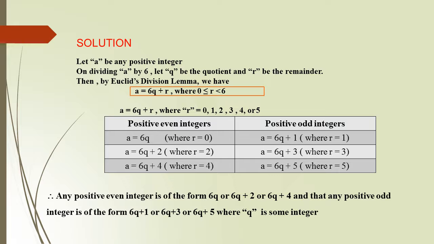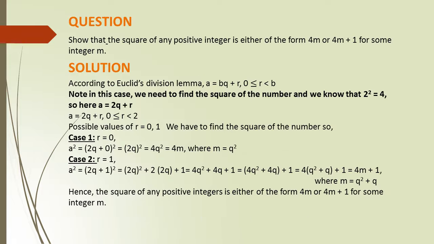So 6q plus 1, like I explained, will also be an odd integer. 6q plus 3, 6q plus 5 will be an odd integer. Whenever the remainder is 0, it becomes 6q plus 0, which is 6q; remainder 2 gives 6q plus 2. That is how we do it, and we see that every positive even integer is of the form 6q, 6q plus 2, 6q plus 4, and an odd integer is of the form 6q plus 1, 6q plus 3, 6q plus 5.